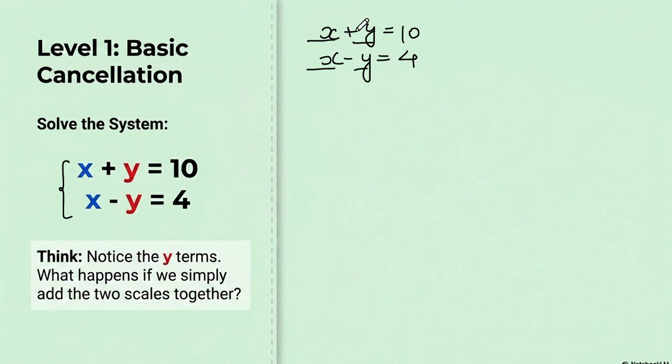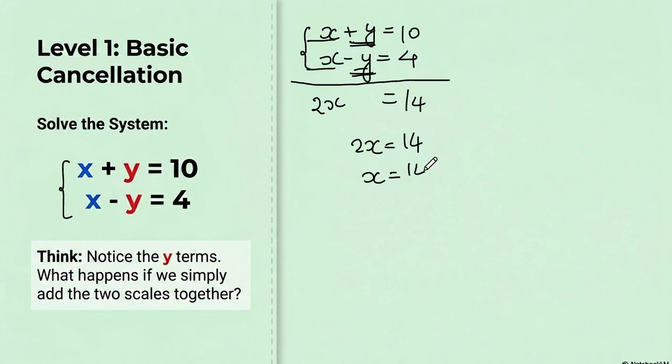So here no need to do anything, directly we can solve these two equations, because here plus y and minus y are getting cancelled directly, so we'll just simply add the equations. So x plus x, which is 2x, plus y and minus y will get cancelled, is equal to 10 plus 4, which is nothing but 14. So 2x is equal to 14, that means x is 14 upon 2, which is 7, so the value of x is 7.